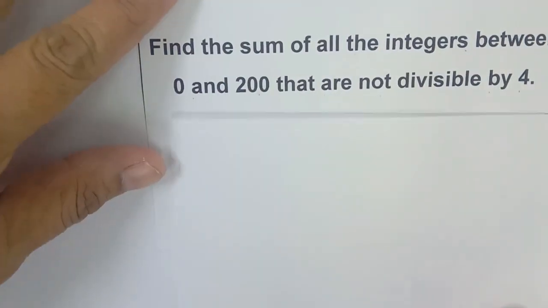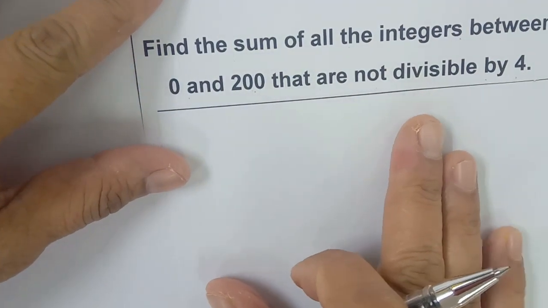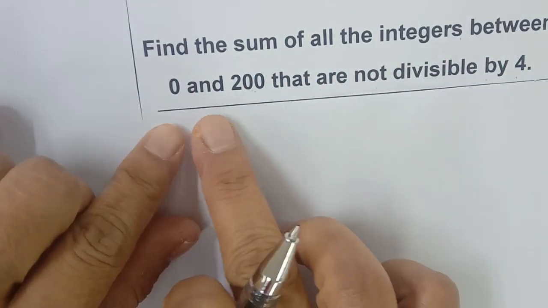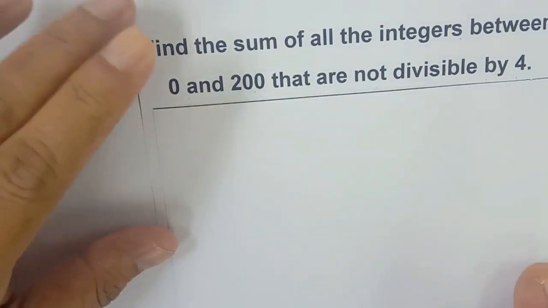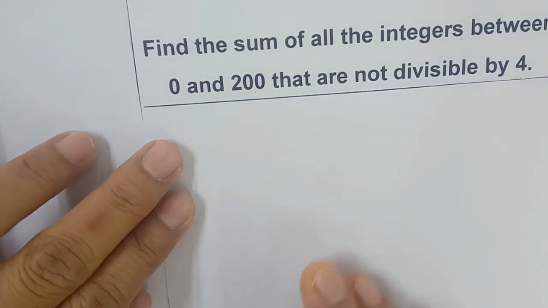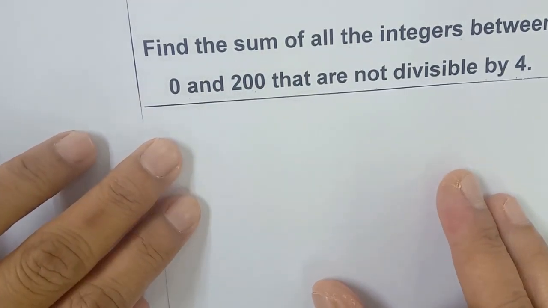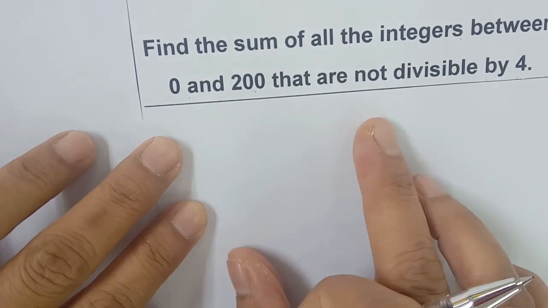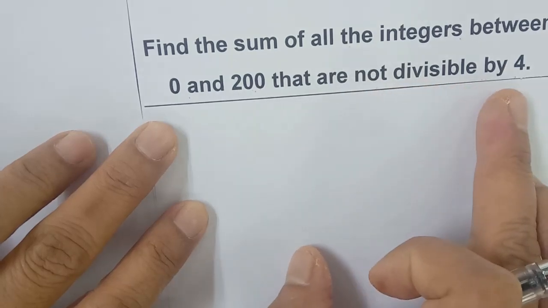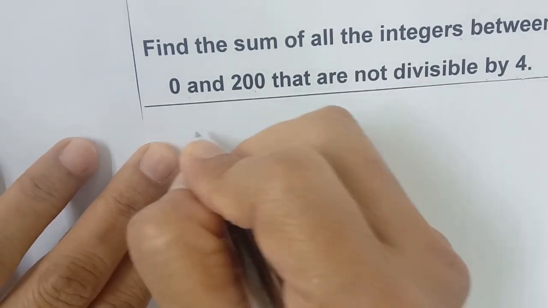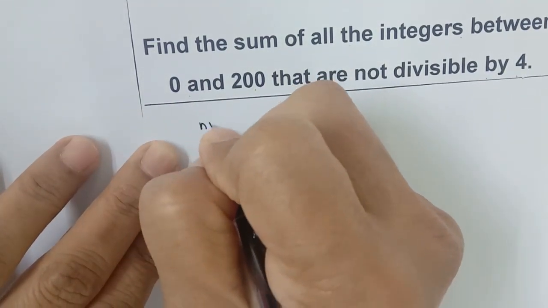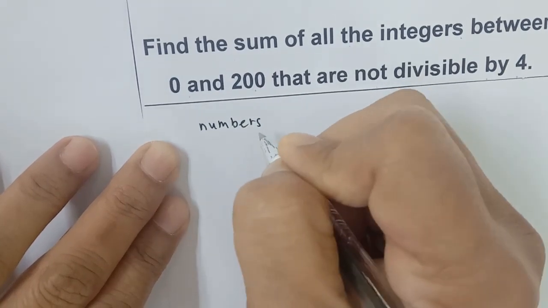Okay, next, step 2. Because the question asks you to find not the sum of all integers, but the sum of all integers between 0 and 200 that are not divisible by 4. Okay, next step, you list all the integers between 0 and 200 that are divisible by 4. So numbers divisible by 4.